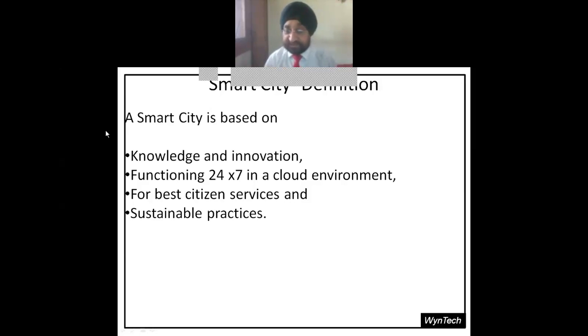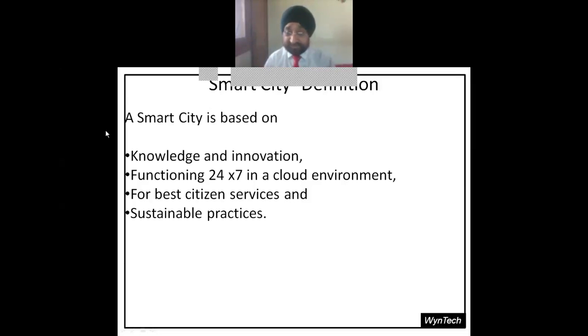Function 24 by 7 in a cloud environment. A cloud environment only gives the real-time environment. At every point of time, every second, every minute, we are getting the information flow. That means there should be 24-hour light also, because the cloud, the servers and other things work on power. So if you say 24 by 7 cloud environment, it's inbuilt that 24-hour internet should be there and 24-hour power should be there. That's how things are integrated.